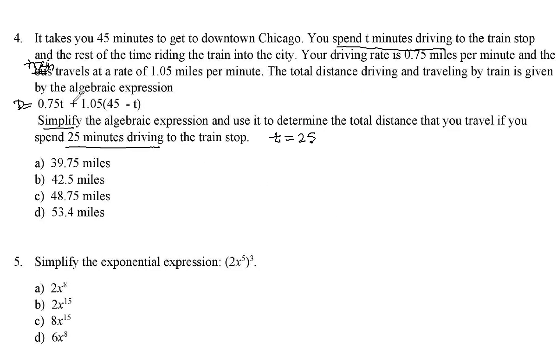Okay, so let's go ahead and simplify this expression first, and then we plug in t equals 25. So our distance here is going to be 0.75 t, and then we want to multiply that 1.05 in. So 1.05 times 45, just key that in on the calculator, and you will get 47.25.